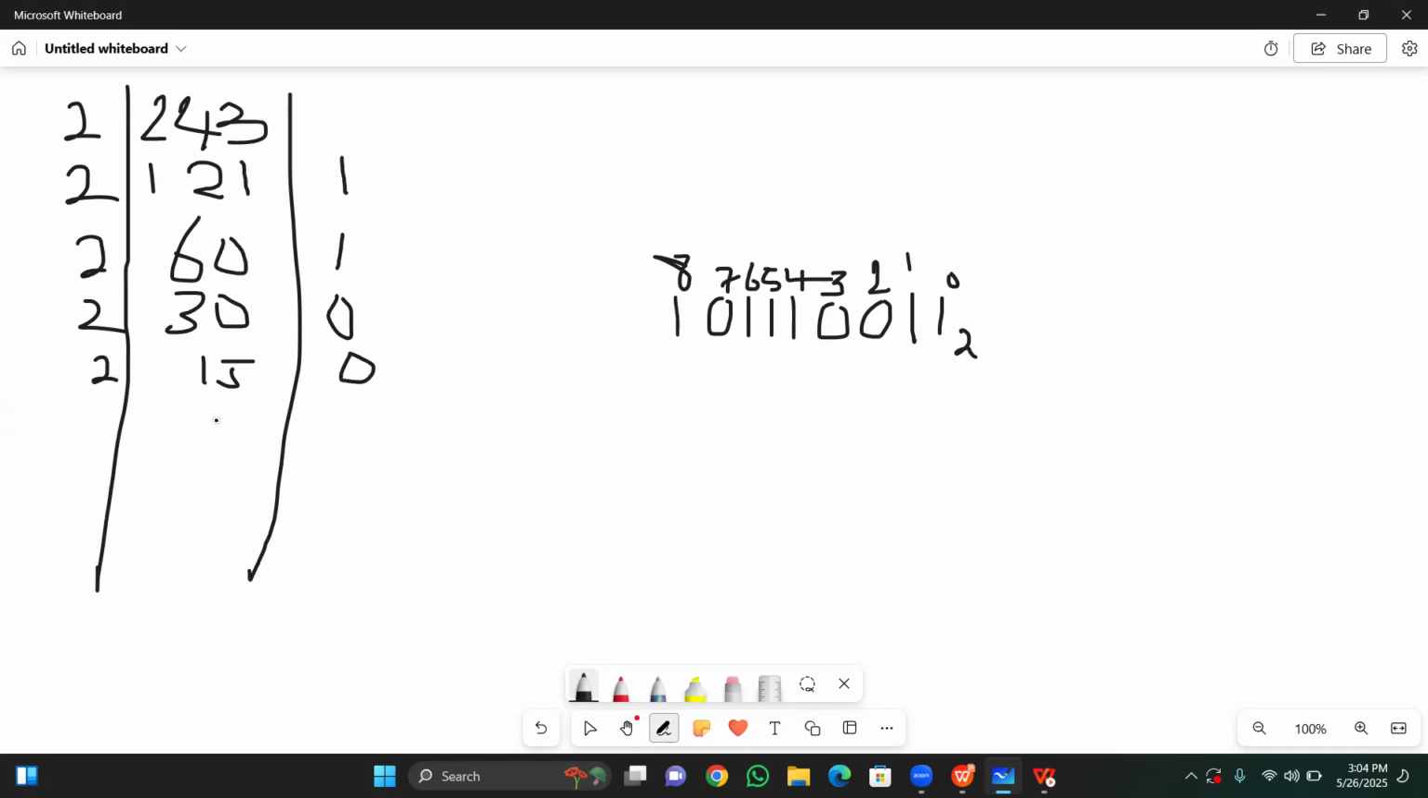2 goes into 15 7 times, remainder 1. 2 goes into 7 3 times, remainder 1. 2 goes into 3 once, remainder 1. Then 2 goes into 2 once, remainder 0. Then 2 goes into 1 zero times, remainder 1. So we have it.